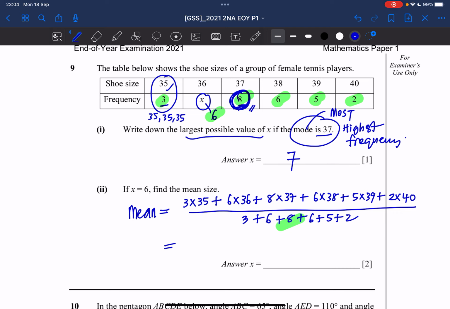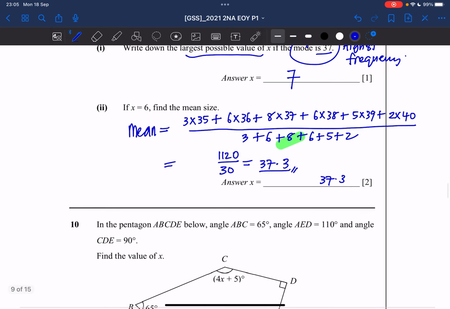Let me just give you the answer. It's actually 1120 divided by 30. So your answer is 37.3. That is your mean. Now let's move on to the next question.